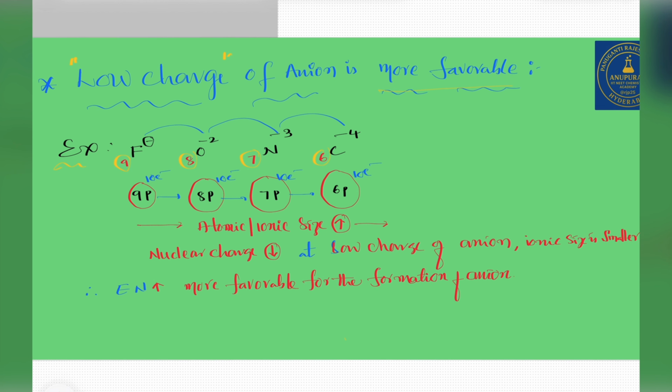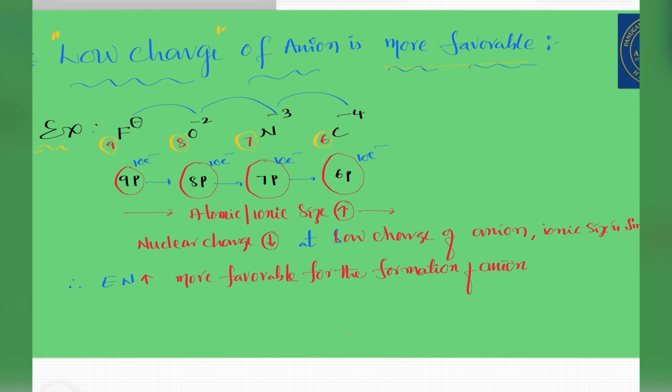All of you concentrate on this one. I took different examples: fluorine minus 1, oxygen minus 2, nitrogen minus 3, carbon minus 4. Different atoms, and the charges change. The charge on the anion is minus 1, minus 2, minus 3, minus 4. Now what about charge? As negative charge increases, the addition of electrons increases. Fluorine has 9 protons, oxygen 8, nitrogen 7, and carbon 6. Protons mean nuclear charge.